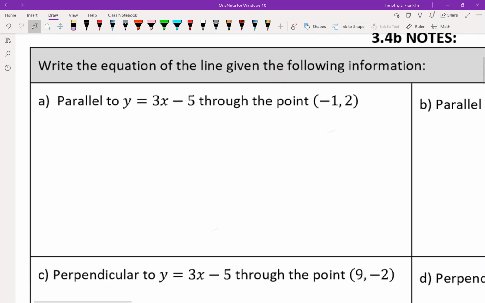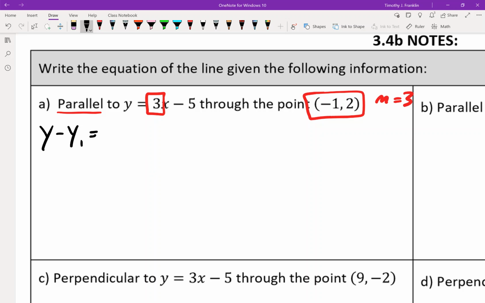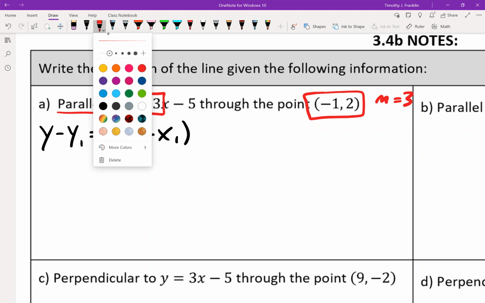So for the first example, we have to write the equation of a line that is parallel to y equals 3x minus 5 through the point negative 1, 2. So we have a point, but remember, to do point slope form, we need the slope as well. Now, since we know that our line is parallel to this one, which has a slope of 3, our line also has a slope of 3. So with that information, we can write the equation in point slope form, which, as a reminder, is this: y minus y1 equals m times x minus x1. So we can just fill in the information that we need there.